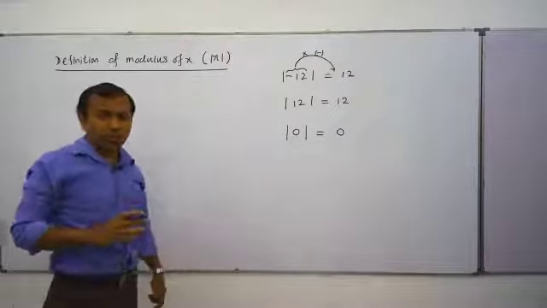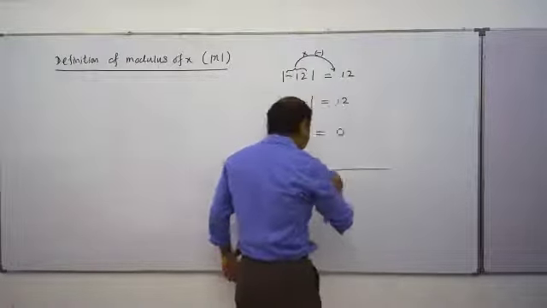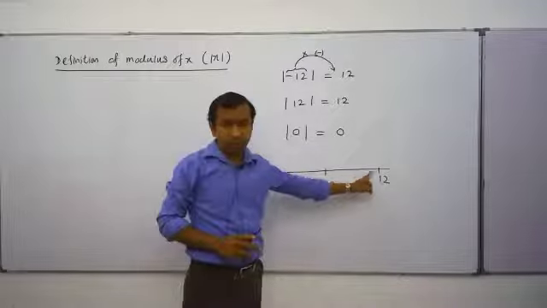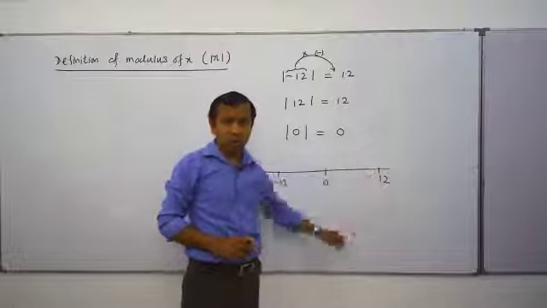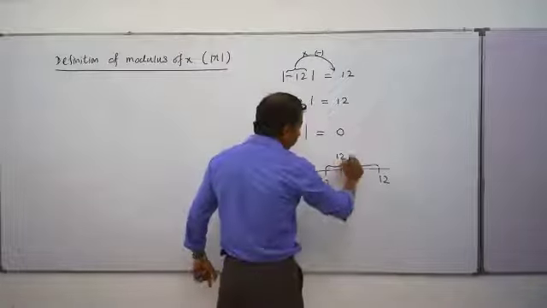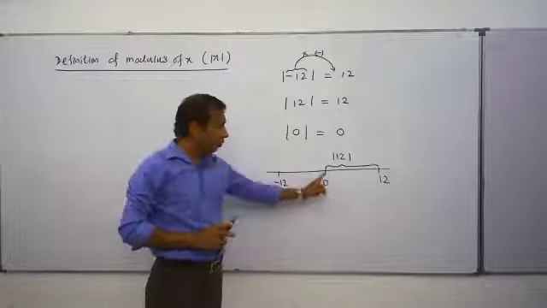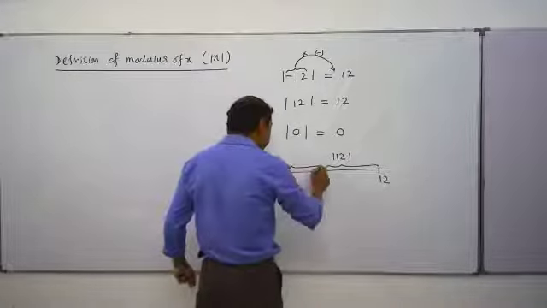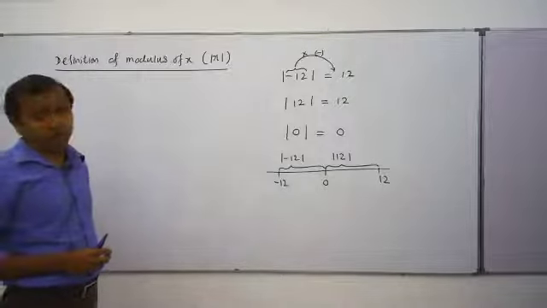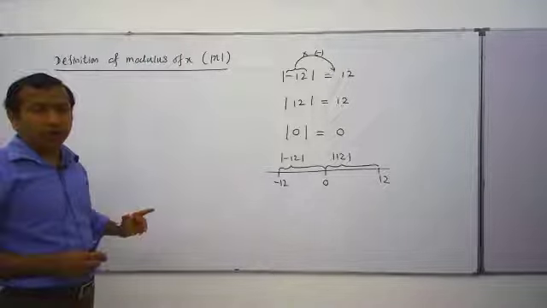The modulus means the size of a real number. Size means, when I consider the real number line, I can mark 12 here, minus 12 here. The size of this 12 means the length from 0 to 12. Modulus 12 means this length. And the modulus of minus 12 means the length from 0 to minus 12. You know, a length cannot be negative. Length is always positive. So when we consider the modulus of positive or negative real numbers, the final answer is positive.